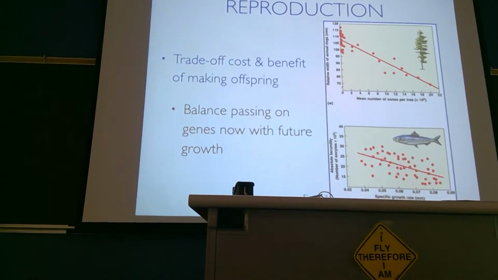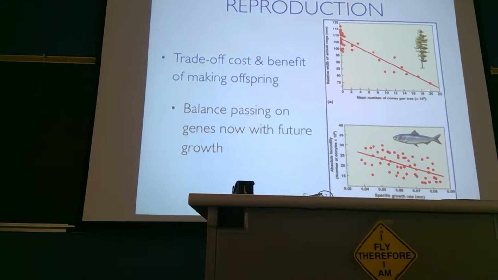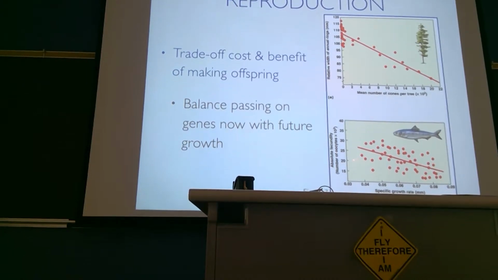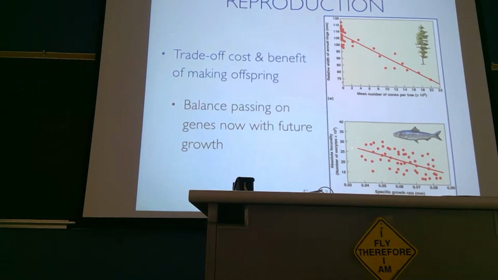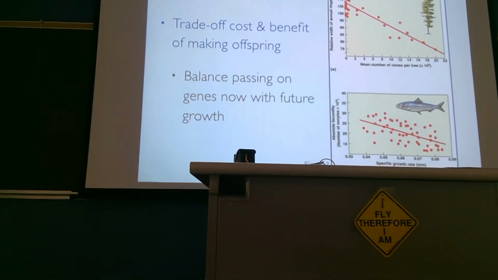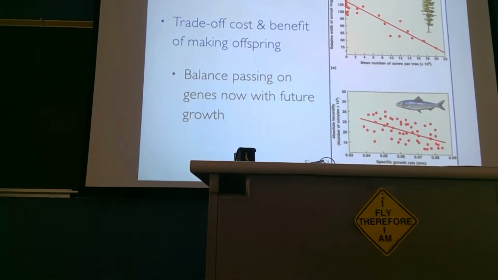And so we see that in these conifer trees, if they made a lot of cones, they did not grow as much as conifer trees that didn't make as many cones, which had a much higher annual growth rate. Okay. The same thing happened in the fish. If they made a lot of babies, okay, their growth rate was less. It's like the axes are flipped for these two. But if they did not make many babies, they had a higher growth rate.